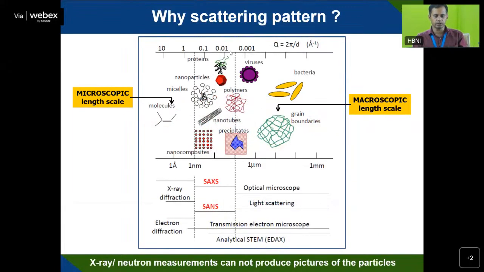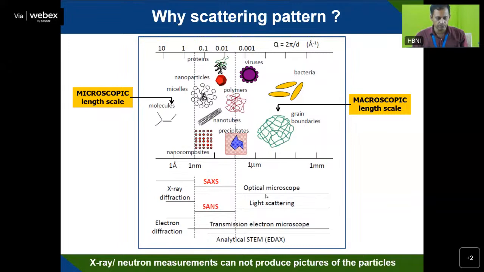If you see the scattering patterns in this structure, X-ray and neutron measurements can't produce a picture of particles. That's why we are mainly using scattering here instead of microscopy for X-rays and neutrons.